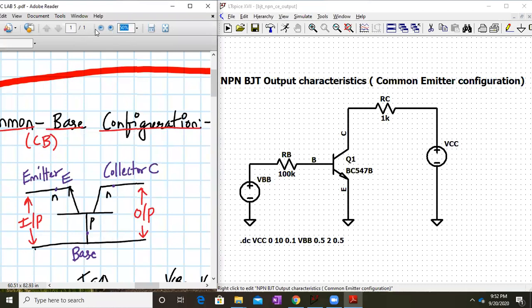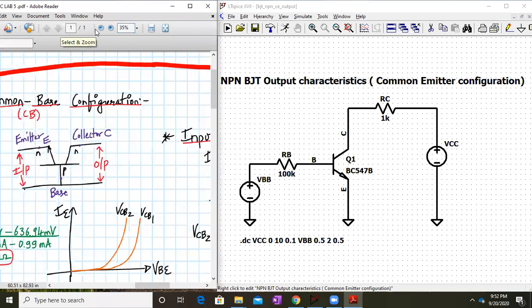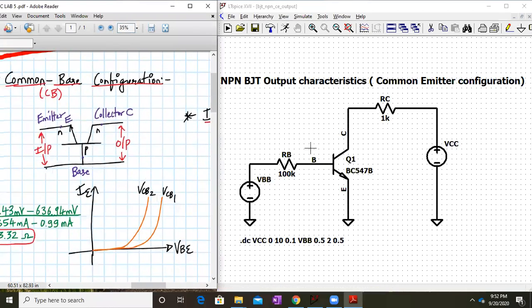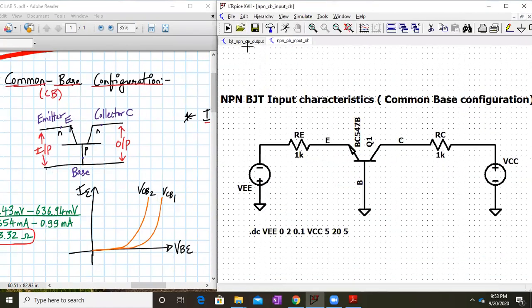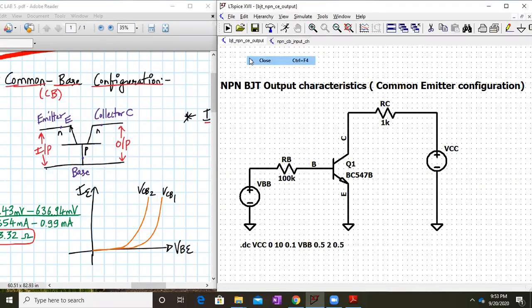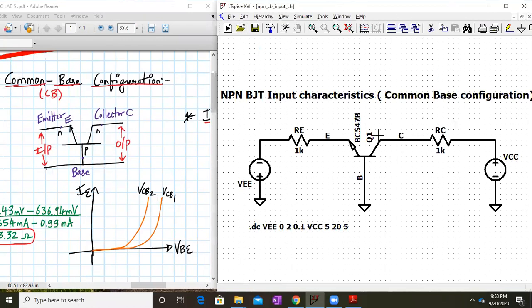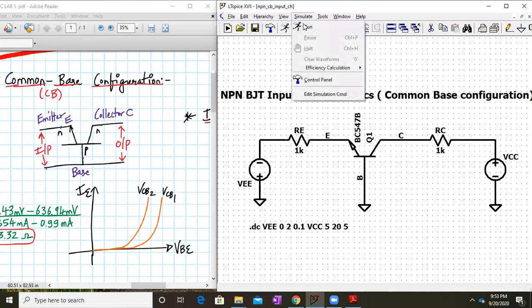Okay. Now let us start with the analysis. First we will see the common base configuration. Let me just reduce it. Let me open the common base configuration. First we'll do the input characteristics. This is my common base configuration, where the base is common between the input and the output. Here you can see clearly the transistor is again BC547B, and we are checking the input characteristics. Now let me simulate this.